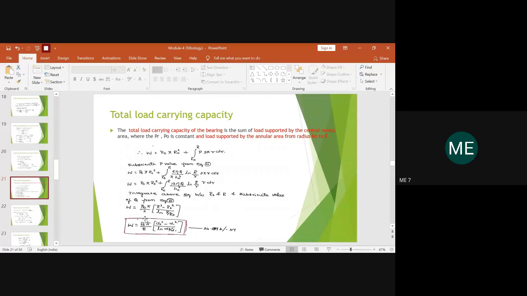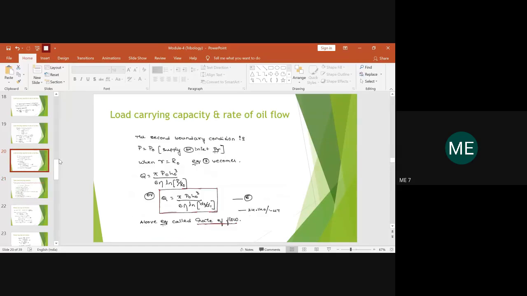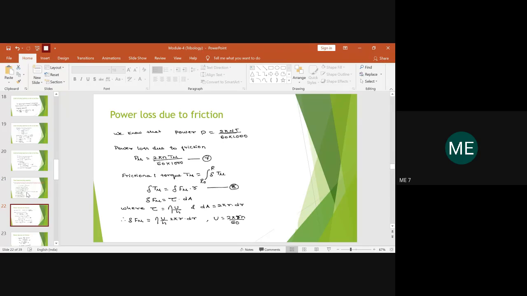Usually they ask to determine the load carrying capacity of a given hydrostatic bearing, so you should be able to use this equation. Along with that, they might ask you to determine the rate of flow, so you should be able to find the value of Q using this equation. Apart from that, in the problems they ask you to determine the power loss, which usually comes due to friction. Even though, as I told you, in a hydrostatic journal bearing the friction value is comparatively less, there will be a small value of friction. So due to that friction, what is the power loss? You should be able to figure that out also. So you have a small derivation for power loss also.